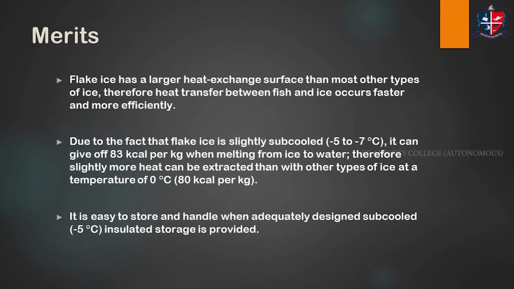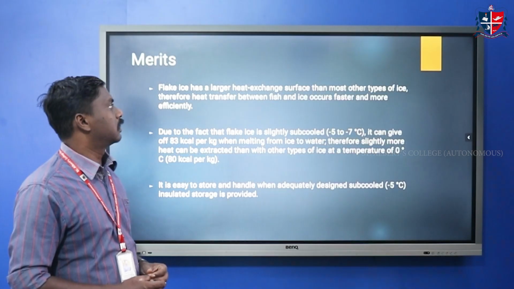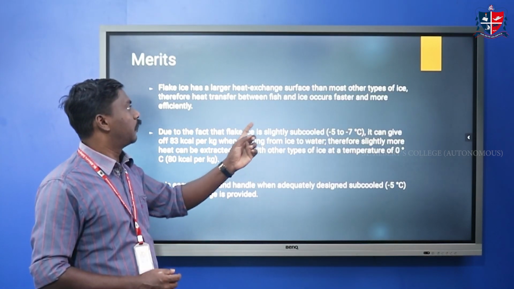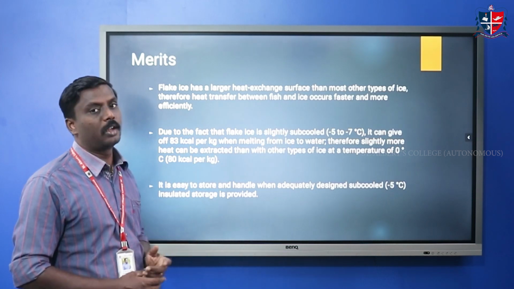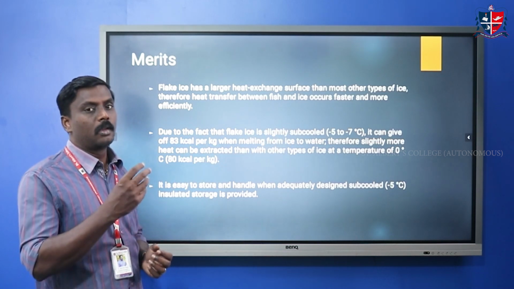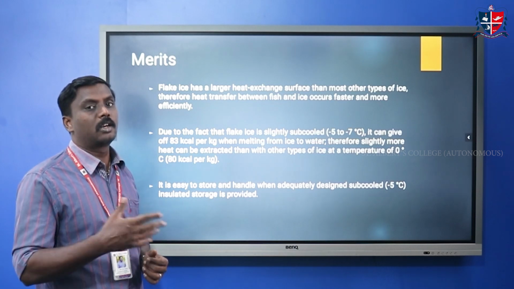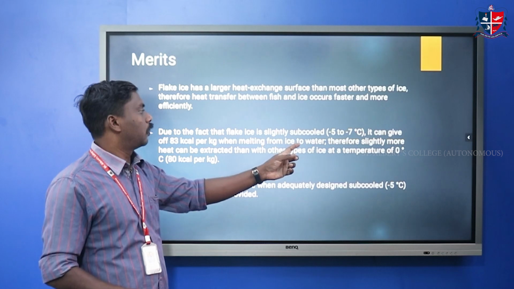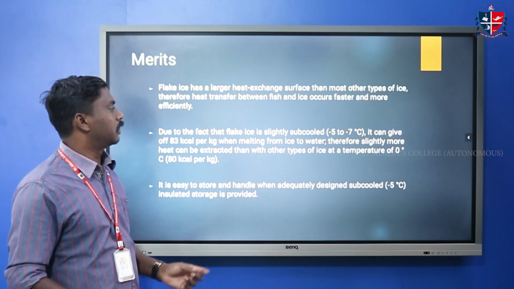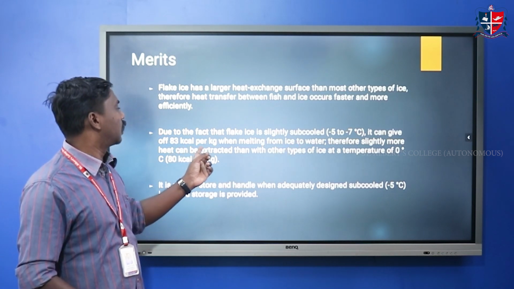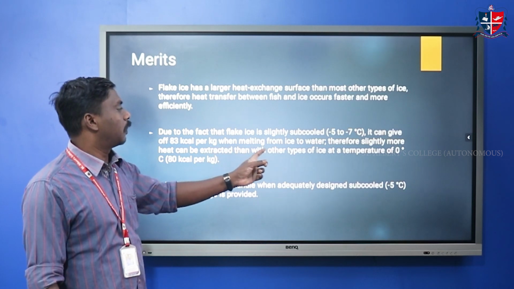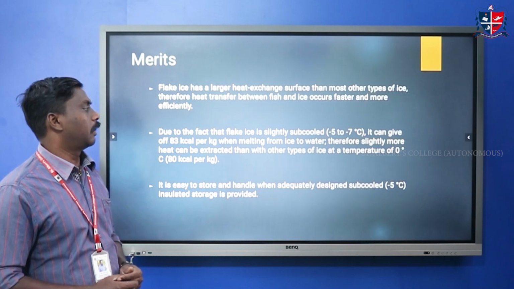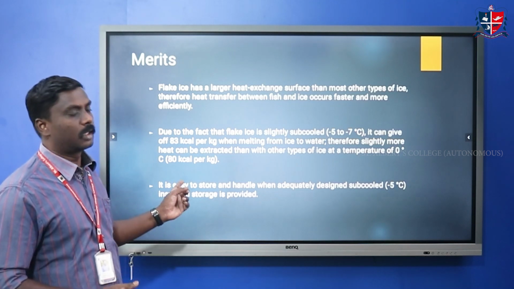What are the merits? Flake ice has a larger heat exchange surface than most other types of ice. Therefore, heat transfer between fish and ice occurs faster and more efficiently. It is made up of small pieces, so there is a faster rate of absorption of heat. Because flake ice is slightly subcooled, at -5 to -7 degrees Celsius, it can give off 83 kilocalories per kilogram when melting from ice to water. Therefore, slightly more heat can be extracted than with other types of ice at a temperature of 0 degrees Celsius.